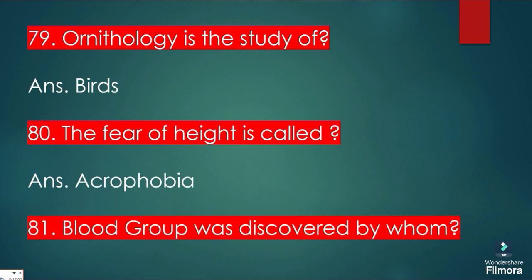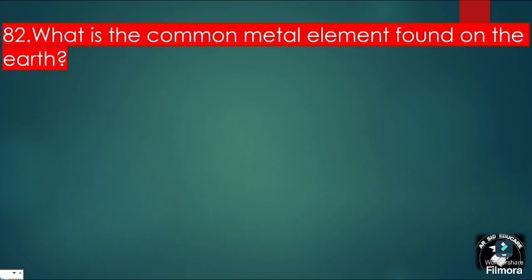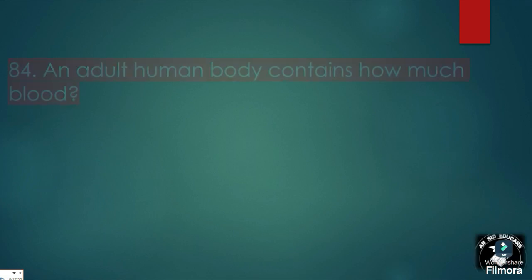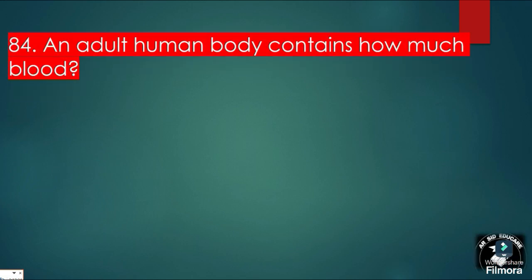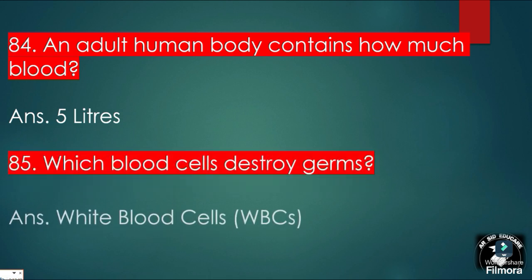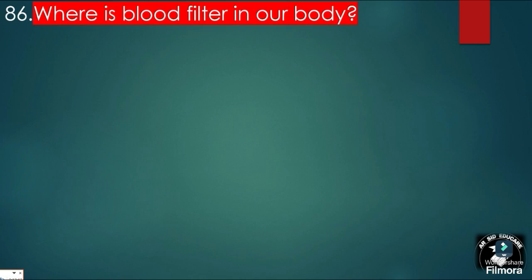Blood group was discovered by Karl Landsteiner. What is the most common metal element found on the earth? Aluminium. Which part of the body is attacked by diphtheria? Throat. An adult human body contains how much blood? 5 liters. Which blood cell destroys germs? White blood cell, or WBC. Where is blood filtered in our body? Kidney.